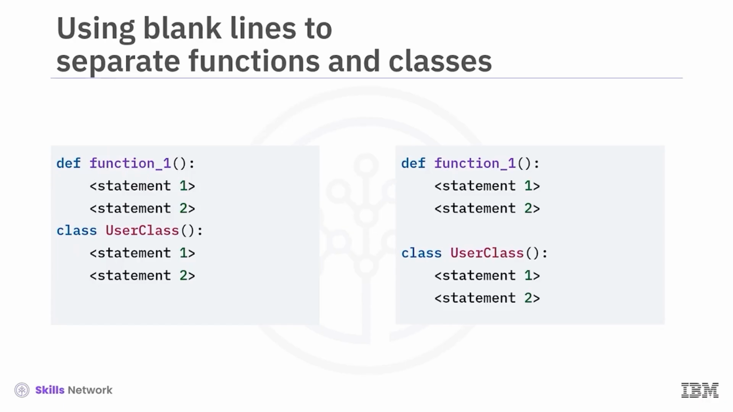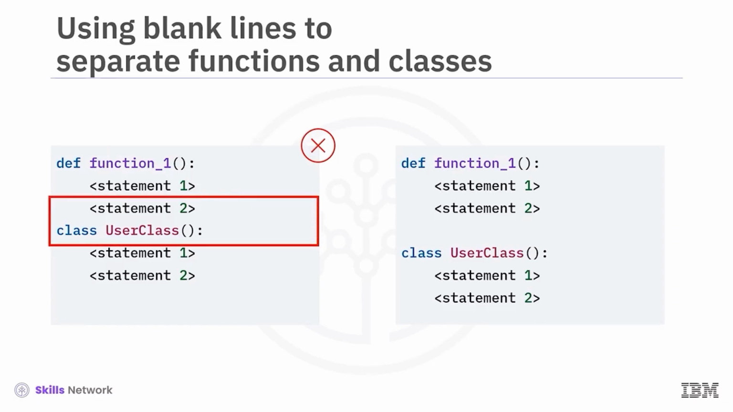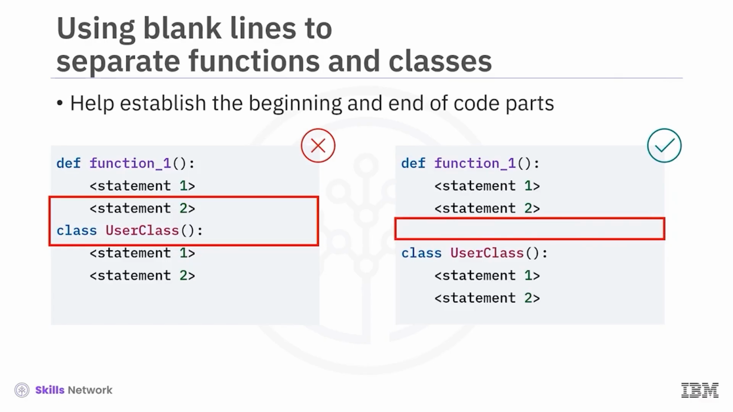PEP 8 also recommends using blank lines to separate functions and classes in the code. Notice that in the left block, which does not follow PEP 8 guidelines, there is no space between where function 1 ends and class UserClass, capital U and capital C, no space. However, the right side shows the correct representation with a space before the class definition. The blank lines help establish the beginning and end of different parts of the code.